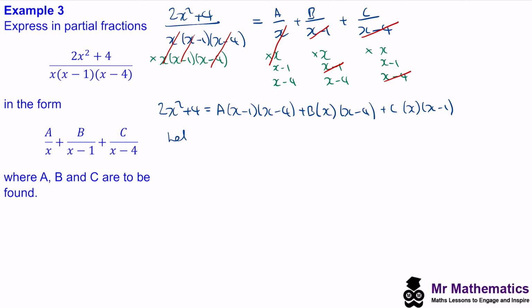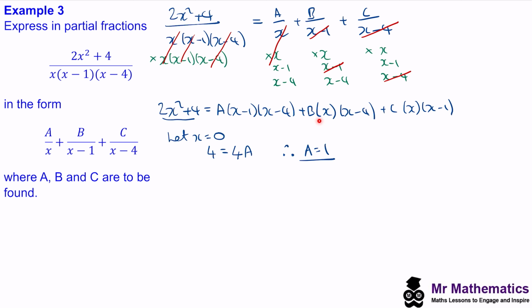And if we let x equal 0, then we can see any product with x will also equal 0. So the b term will go and the c term will go. And then we'll substitute x into here and we get 2 lots of 0 plus 4, which is 4, is equal to 0 minus 1 times 0 minus 4, which becomes a positive 4a. These terms will become 0, so therefore a must equal 1.